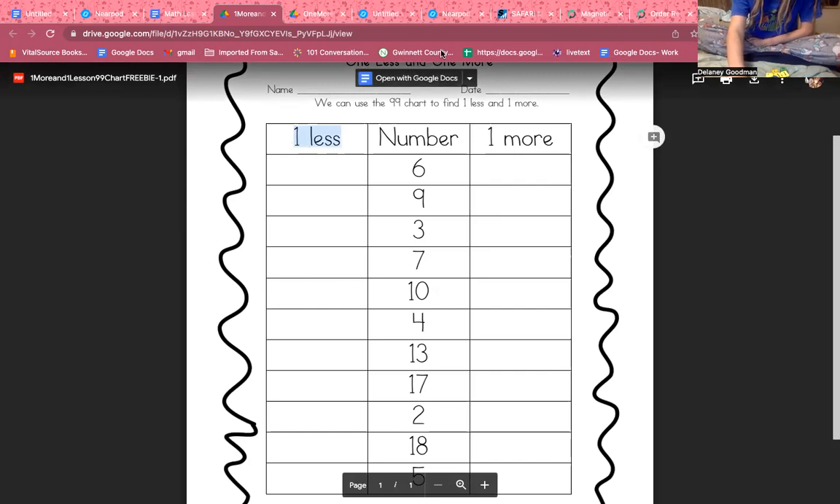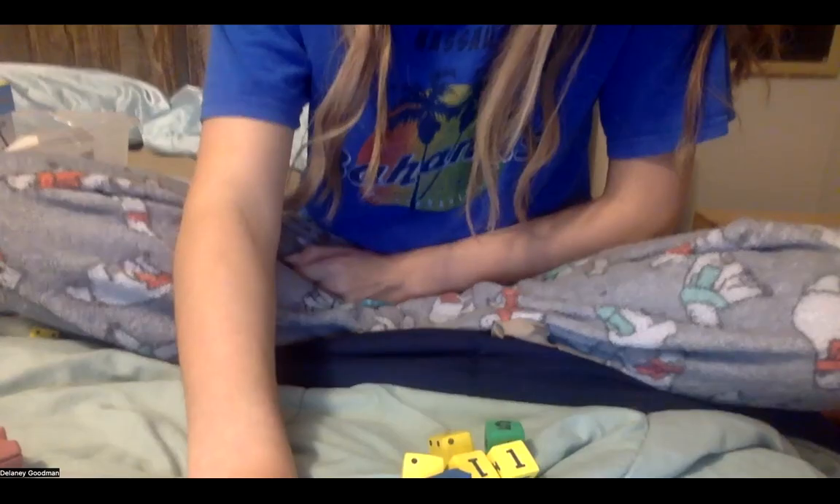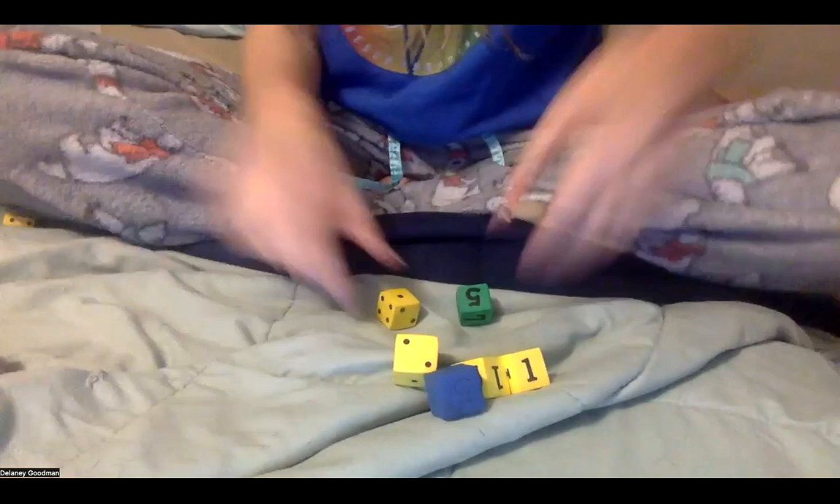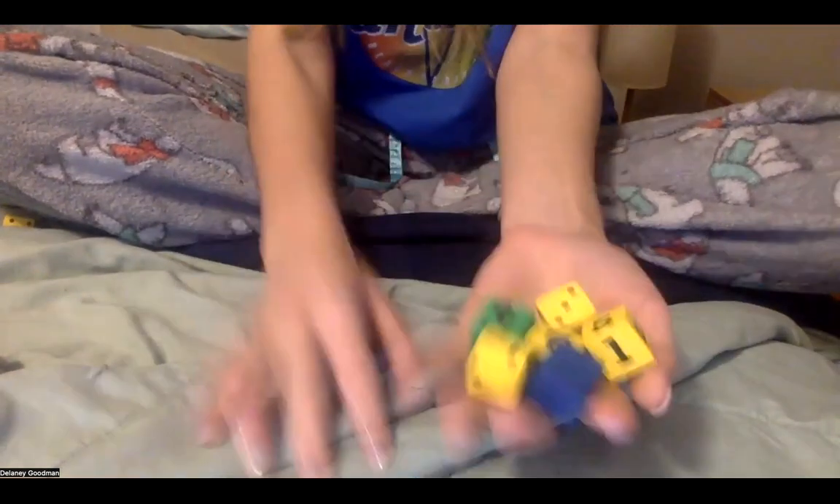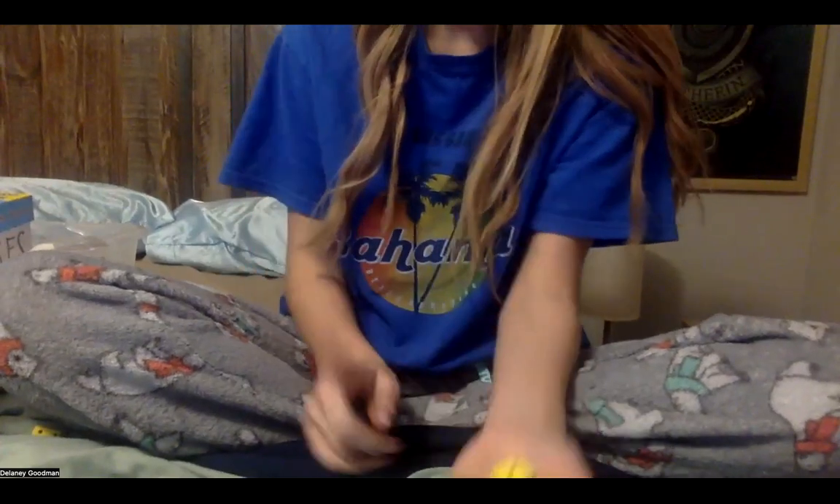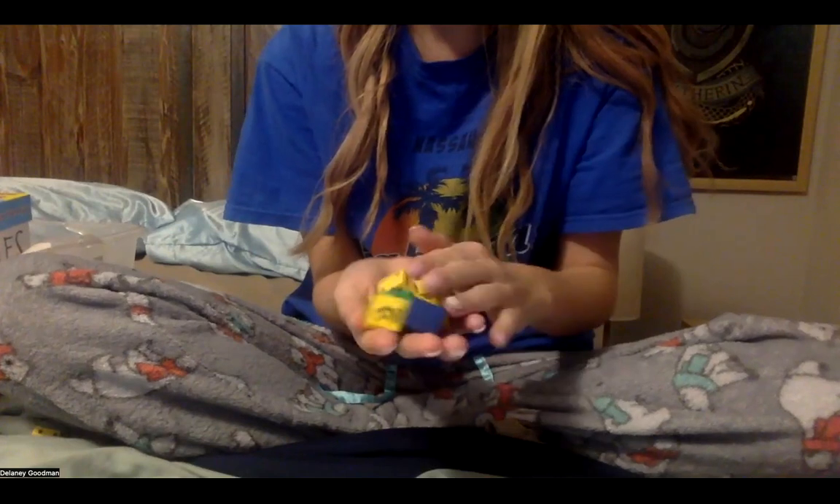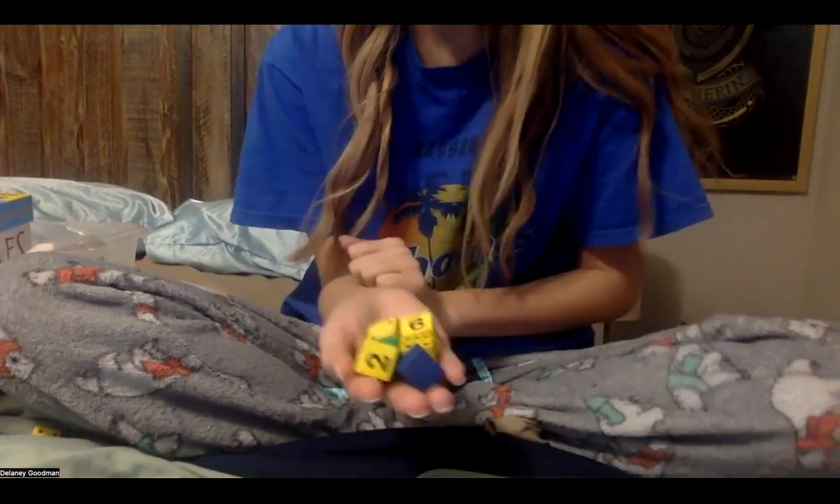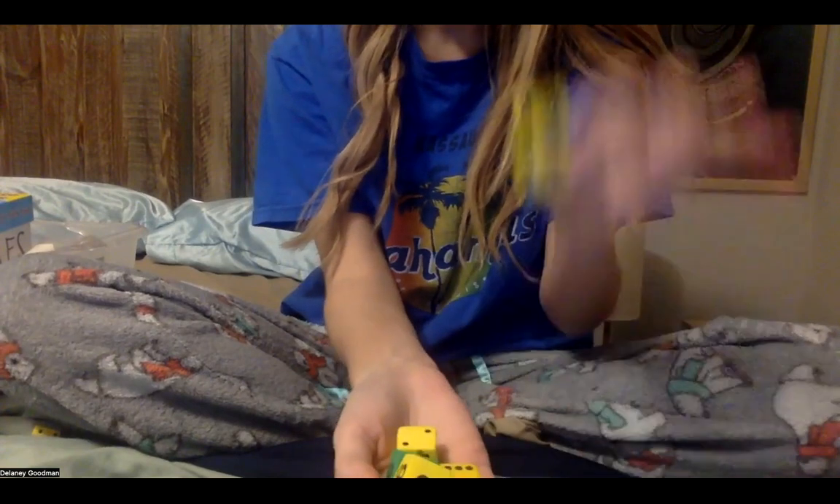Actually, give me just a second. I need to find one less. So I have my 6 cubes right here. My 6 cubes. Do you see my 6 cubes? Okay. And I need to find one less. So if I need to find one less, what do I need to do? I need to take away 1, right? So that's what I'm going to do. Here's 1. I'm going to take it away.